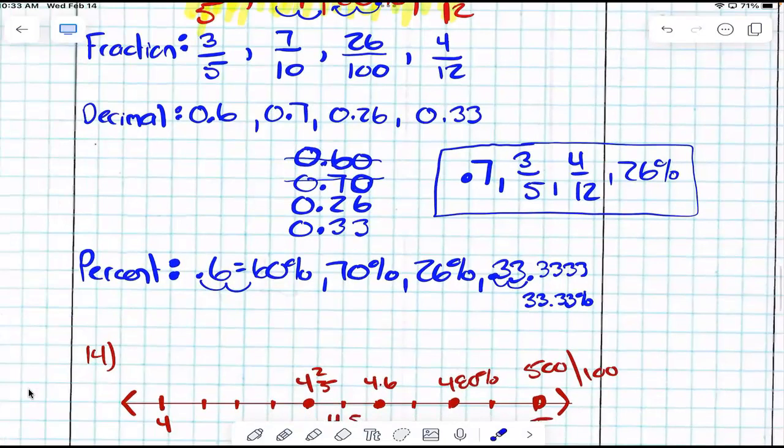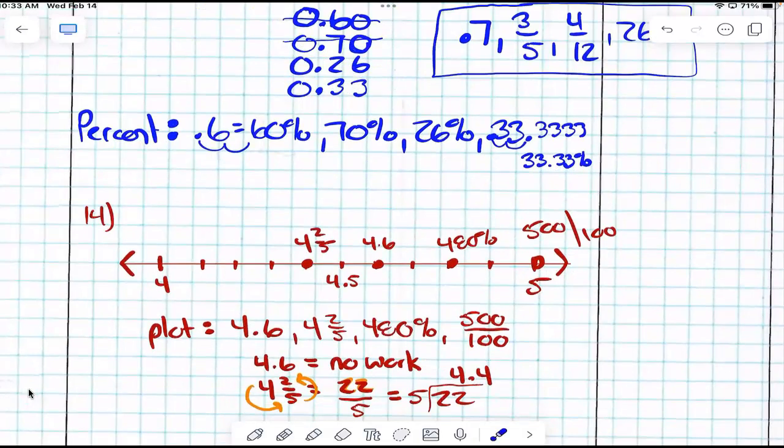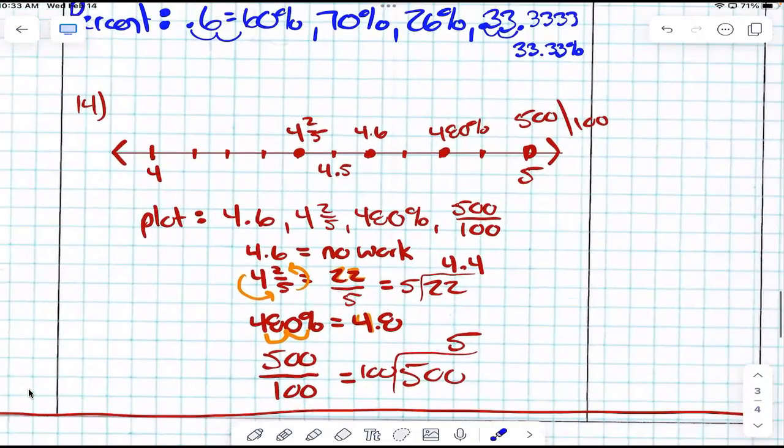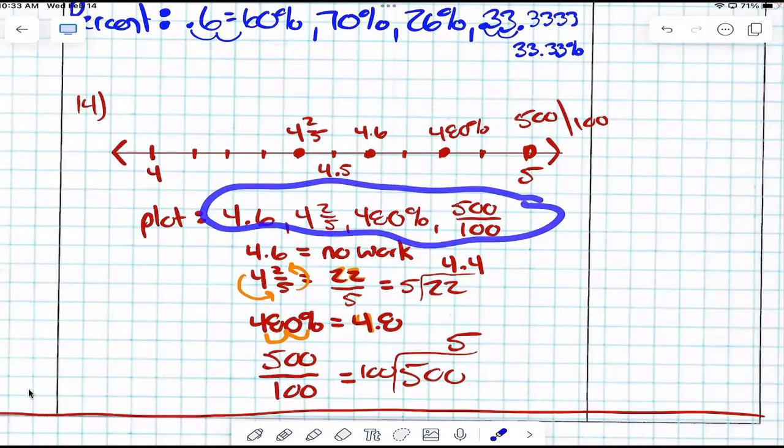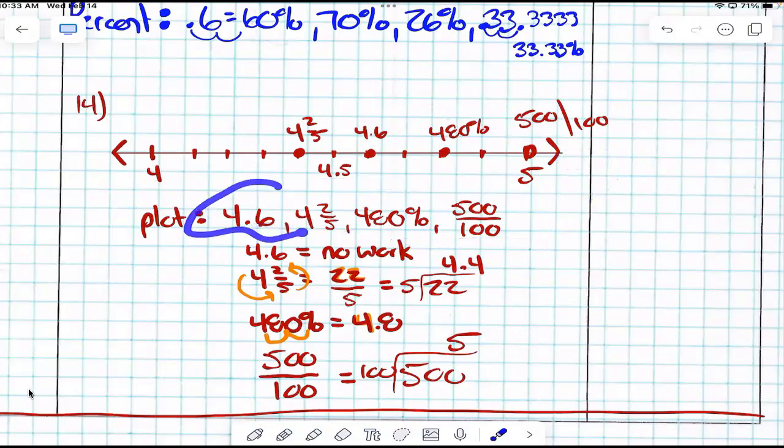So you have a couple of options when you're trying to put things in order from greatest to least or least to greatest. Last thing, all 4 of these numbers need to go onto the number line above, yes? The number line above is in decimal form, yes? So what do we need to change all of these into? Decimal. We good?